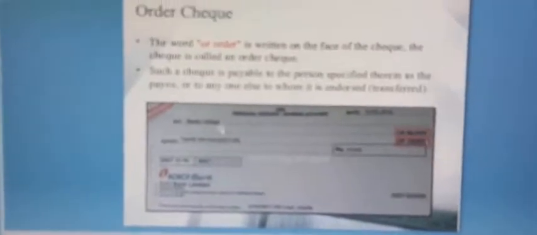The next one is the order check. The word order is written on the face of the check. Such a check is payable to a person specified therein, the payee, or to whom it is endorsed. Order check means the name of the person is written on the check, pay to this person. So it is an order check.